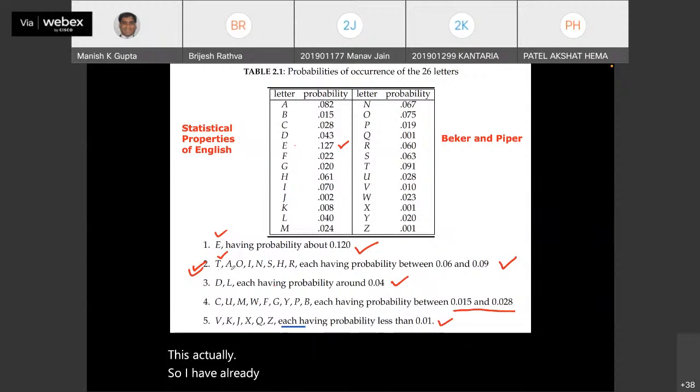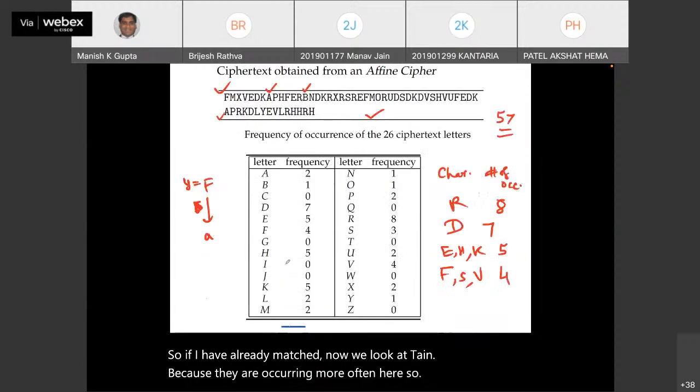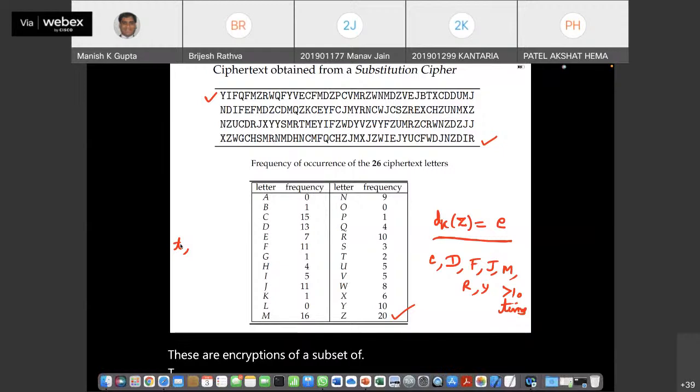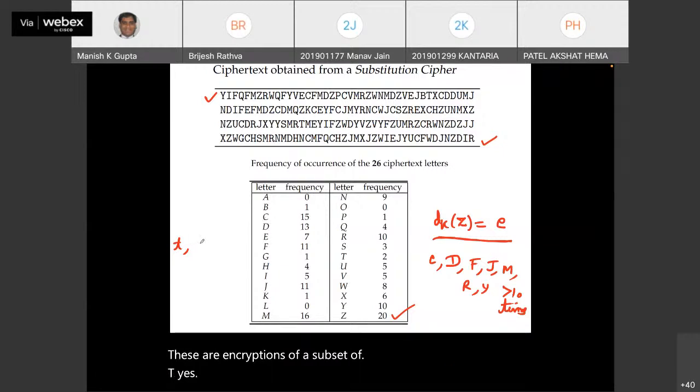Now we look at T, A, O, I, N, S, H, and R, because they are occurring more often here. So this is how we begin. We will see that these characters are encryptions of a subset of T, A, O, I, N, S, H, and R.